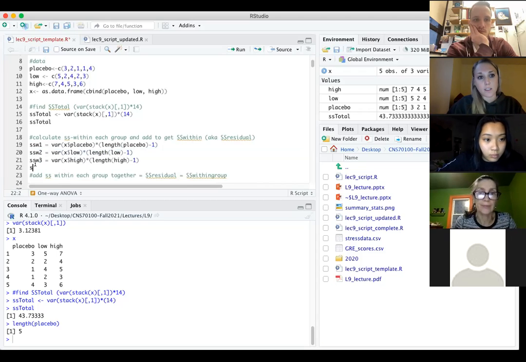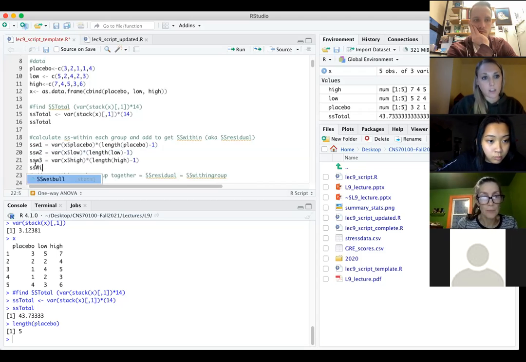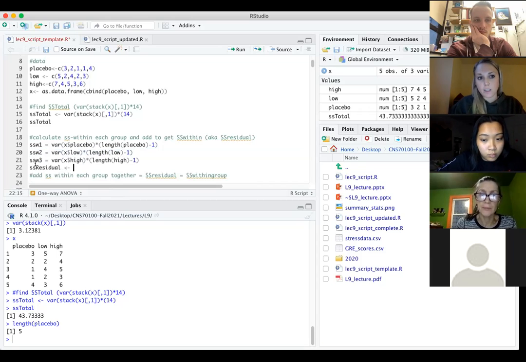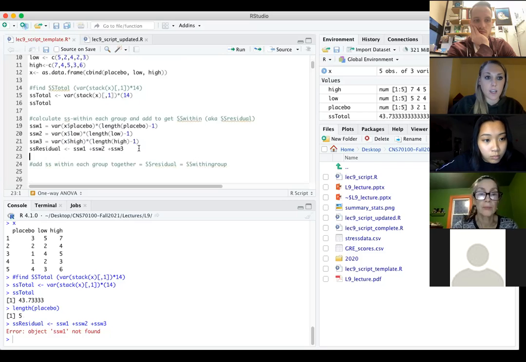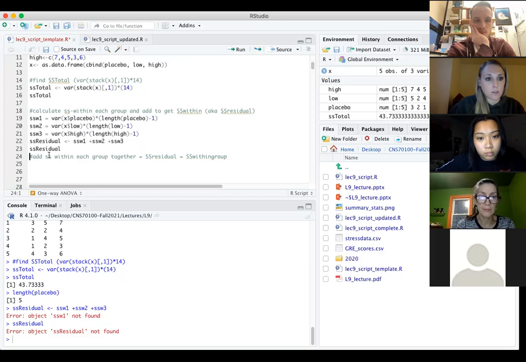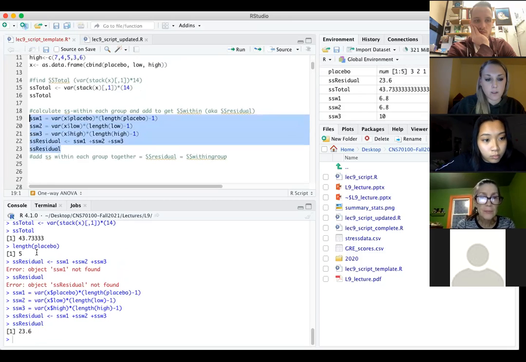And now if I want sums of squares, I'm actually going to call this sums of squares residual, because remember, sums of squares within means the same thing. Just so it lines up with the PowerPoint, we're going to do sums of squares within 1, within 2, and within 3. So remember, this is all, whoops, that's a 2. There we go. Remember, this is all of our sums of squares within our groups, the things that we can't explain. Oh, no, it's not found. That's a problem. There we go. So you should get 23.6 on that.